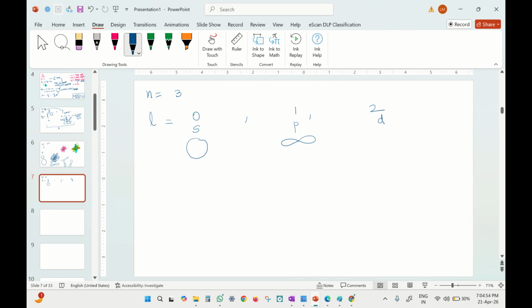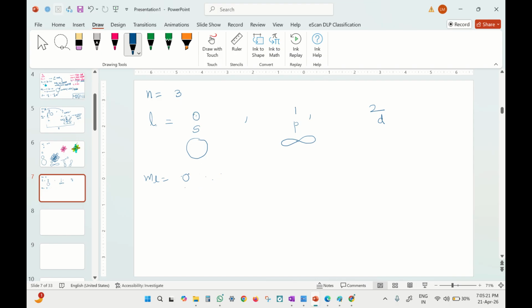Okay. ML. What is the possible orientation or orbital or space? Plus L to minus L. So if L is equal to 0, what is the possible orientation? Can we say ML is equal to 0? Only one possible orientation. And one shape which has got only one possible orientation is sphere. So that concludes.